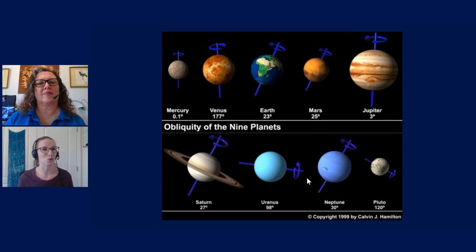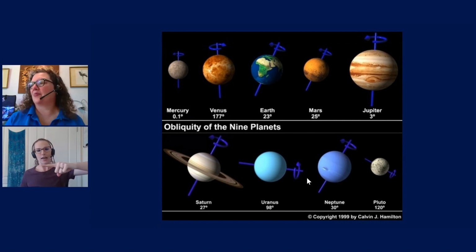Then you've got the extremes. We have Uranus and Pluto. This diagram is from 1999, so it's before we changed the definition of a planet. I love Pluto. I don't care what we call it. It's awesome. Uranus and Pluto both are really tilted. They're basically on their sides, so they have extreme seasons and extreme solstices.